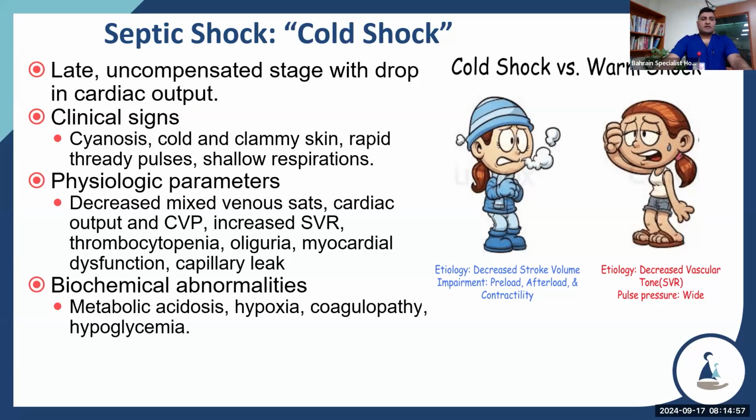Cold shock is usually a late manifestation of septic shock, which is the uncompensated stage with a drop in cardiac output. Clinical signs: you will have cyanosis, cold and clammy skin, rapid thready pulses, and shallow respiration. You have decreased mixed venous saturation, cardiac output, and central venous pressure, and increased systemic vascular resistance, thrombocytopenia, oliguria, myocardial dysfunction, and capillary leak. Biochemical abnormalities: you will see metabolic acidosis, hypoxia, coagulopathy, and hypoglycemia.